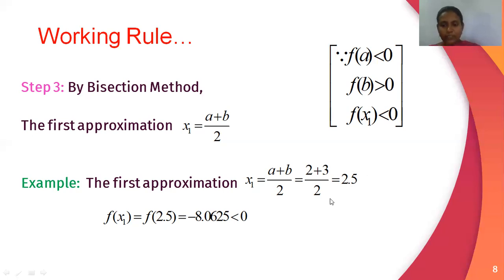Replace this x1 value in the given function. What is the functional value? f(2.5) is, we got it here, a negative value. So f(x1) is negative and f(b) is positive. That means the root now lies between x1 and b, because x1 and b have opposite signs.